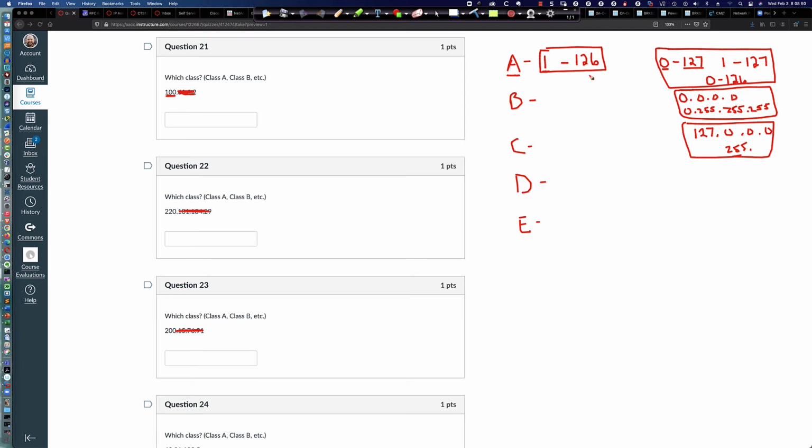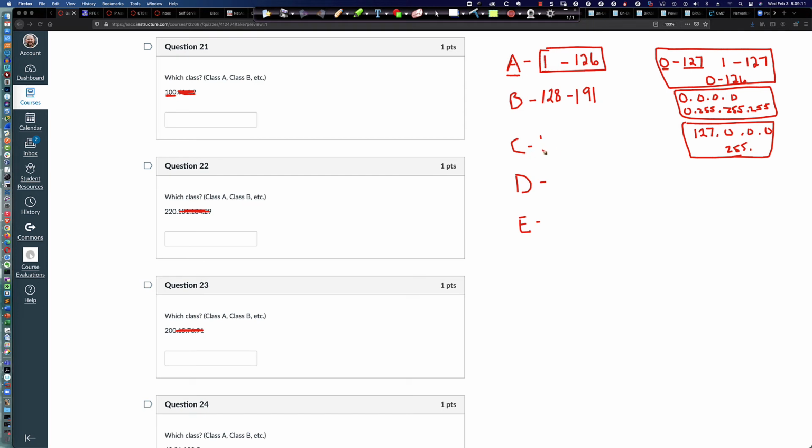And then it gets a little bit easier, right? So B would pick right up. It goes to 128. Again, remembering that whole block of 127s is considered, I don't want to say private use, but reserved use. So then we've got 128 to 191, and that's Class B.